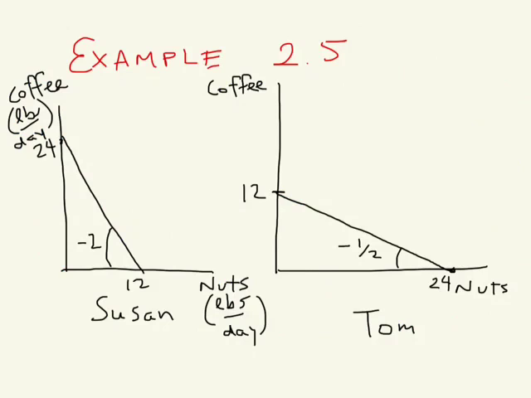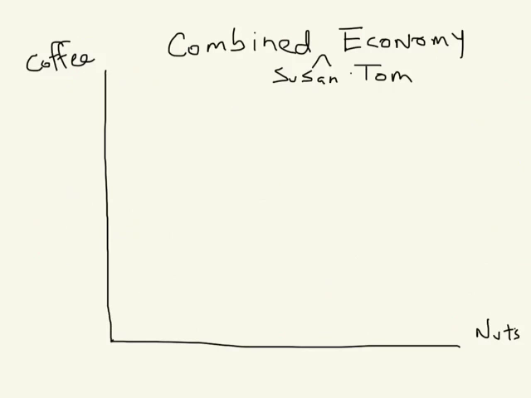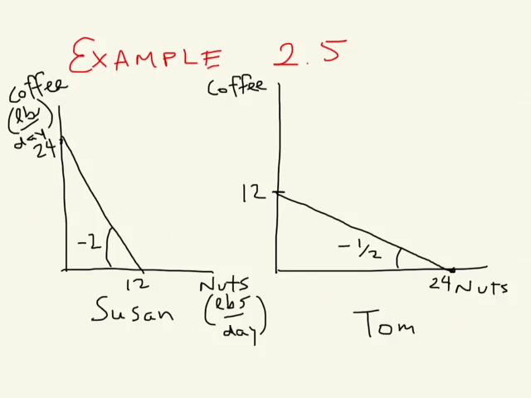I've got the axes made up. This is Susan and Tom's combined economy, and we graph the combined PPC with the same logic that we did for just Susan's before, but now there are two factors, and those factors have different opportunity costs. I should point that out.